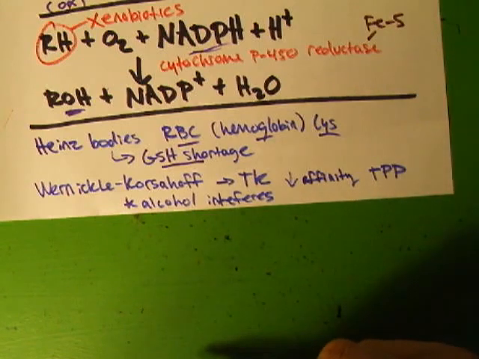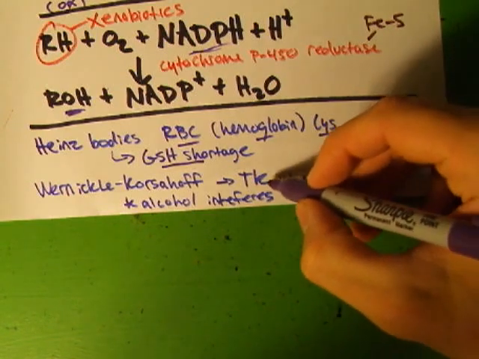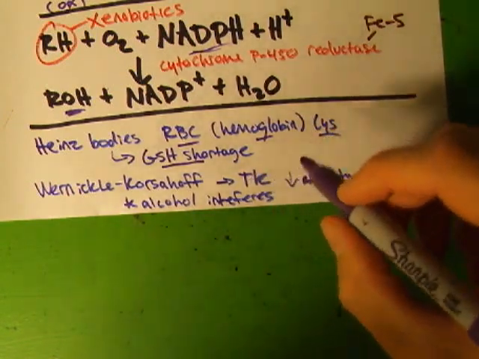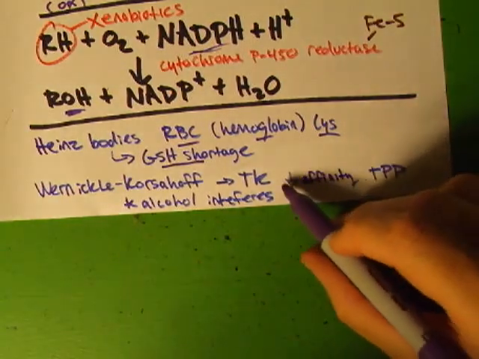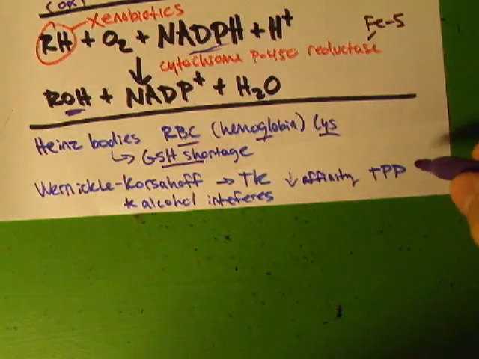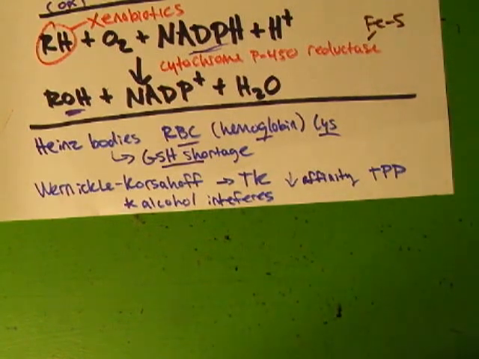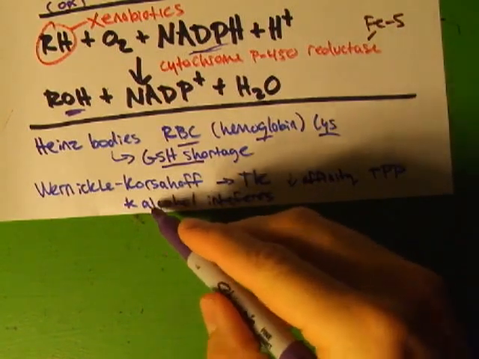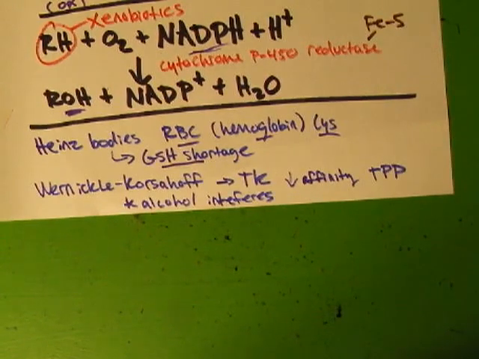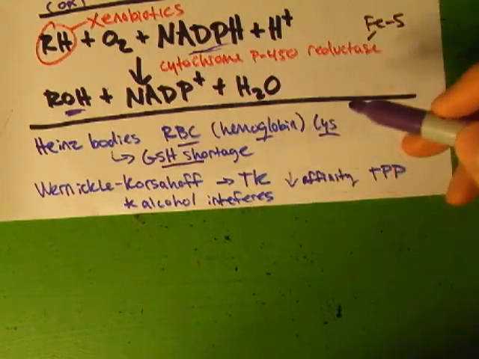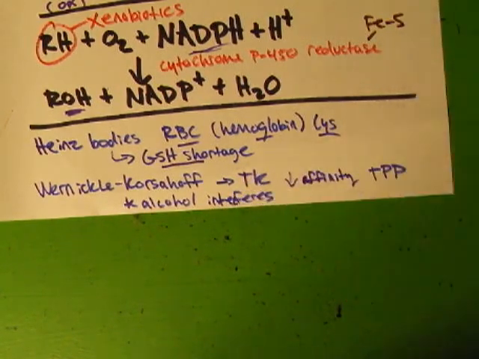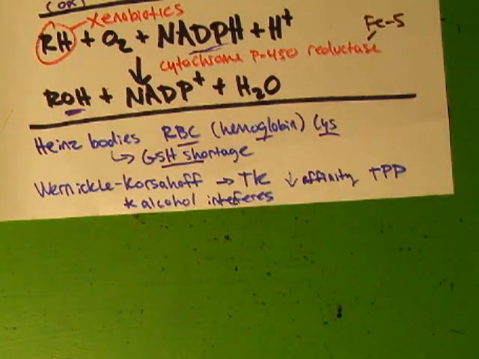Wernicke-Korsakoff syndrome is the last thing. Know that has to do with transketolase, or TK. TK basically has a lower affinity for TPP, so people need a lot more thiamine, which isn't a problem unless they have a high alcohol intake, and alcohol interferes with that. So, short and sweet unit.